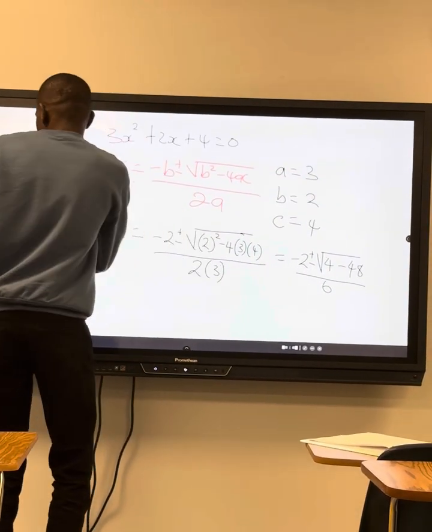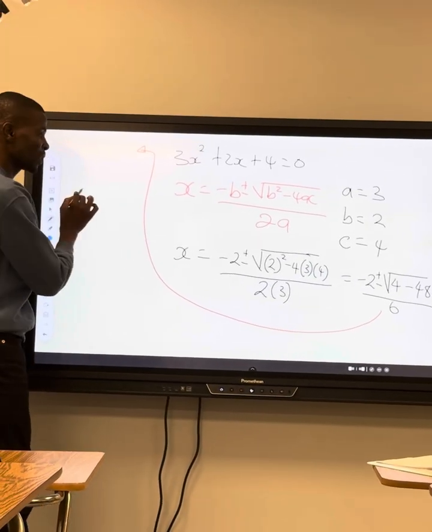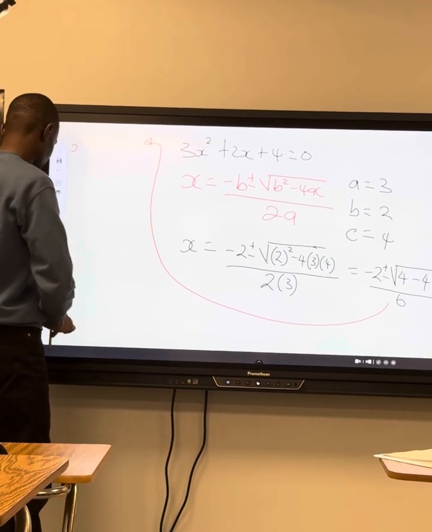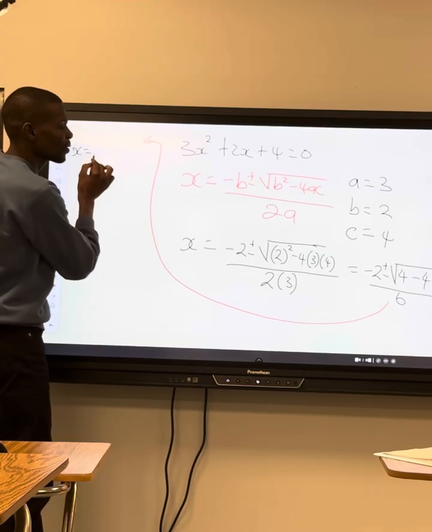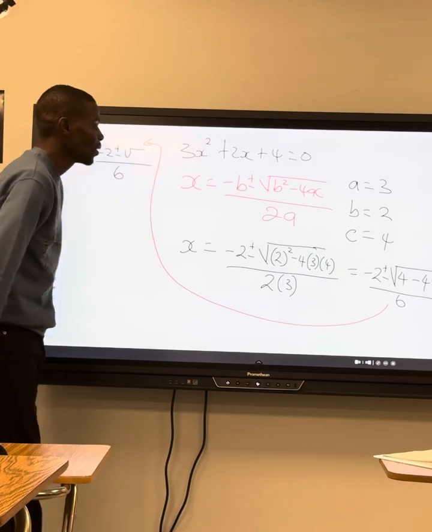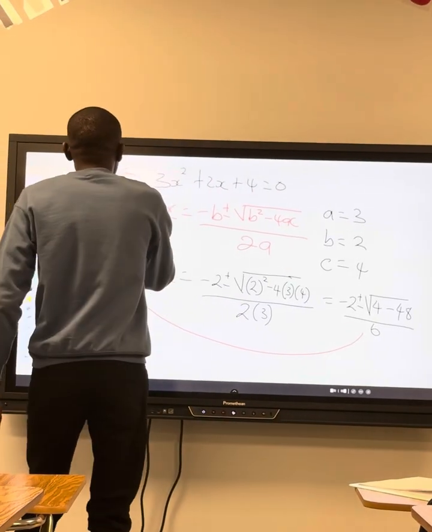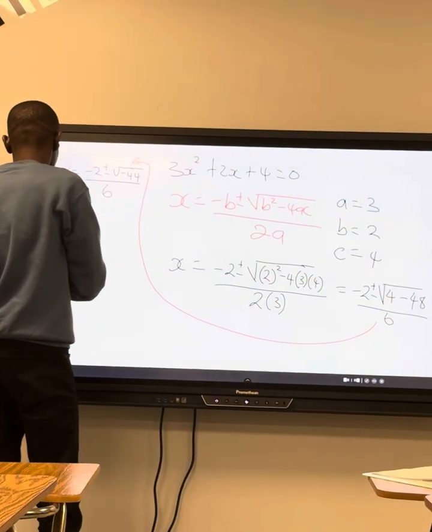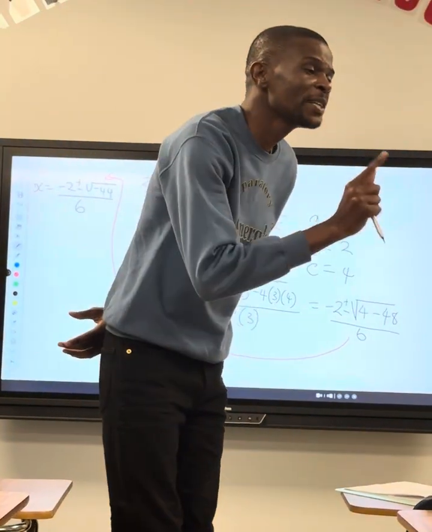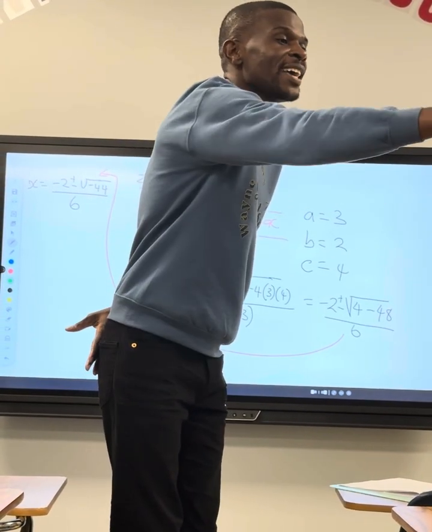So from here, it's now x equal to -2 plus or minus the square root of 4 minus 48. What is 4 minus 48? Negative 44. And now we have a serious problem. The first question to ask yourself: is it possible to get radicals for negatives? No. So that's where the game begins.